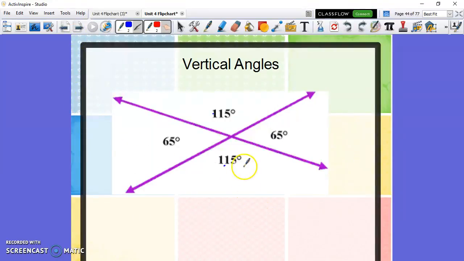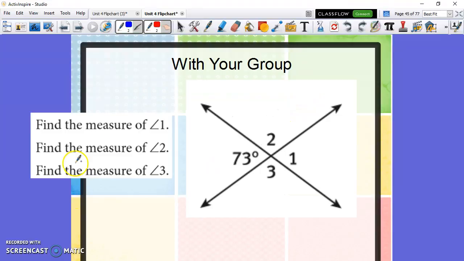So write this in your notebook as well. If this is 115 degrees, this is also going to be 115 degrees. And if this is 65 degrees, the angle right across from it is going to be the same. All right, so we're going to go ahead and do some practice.